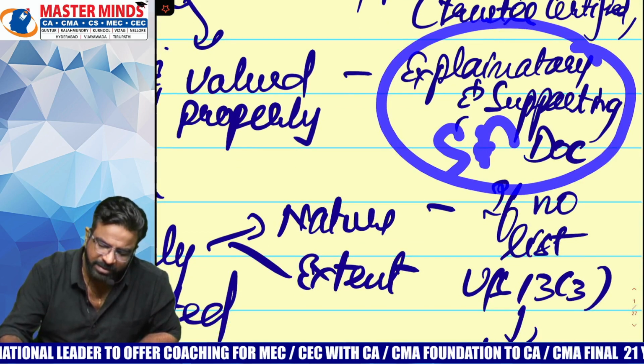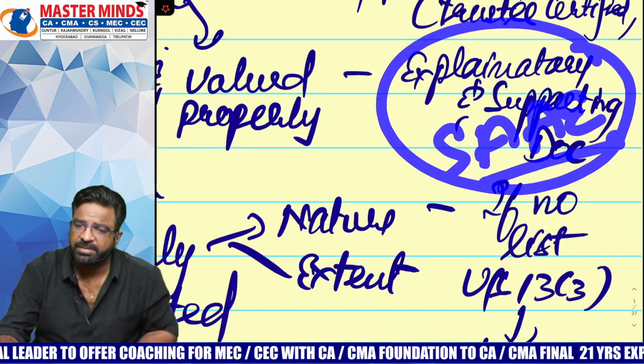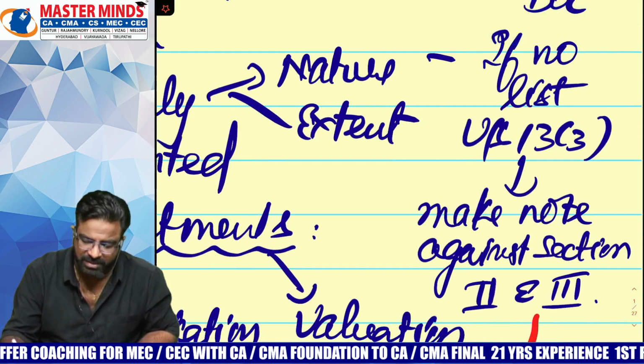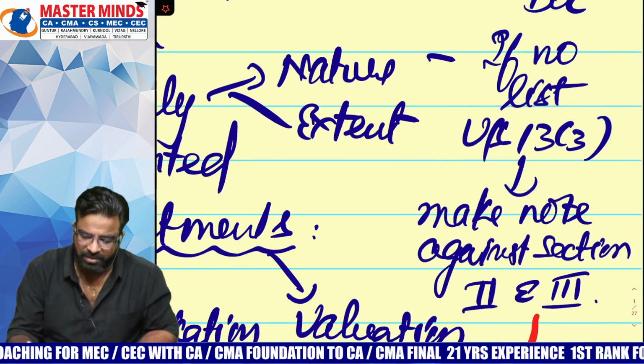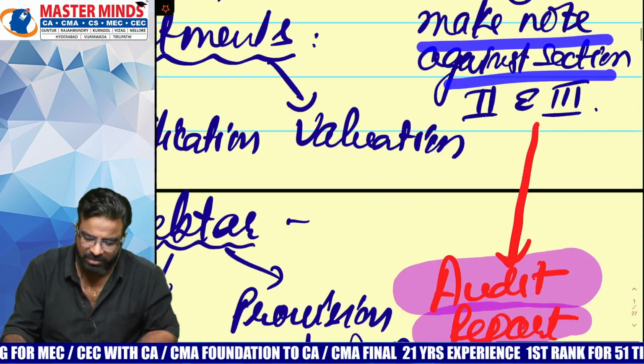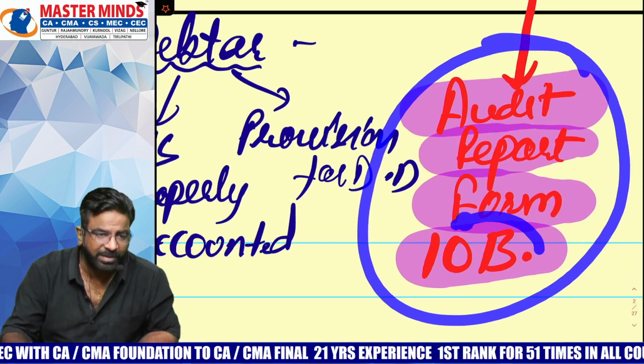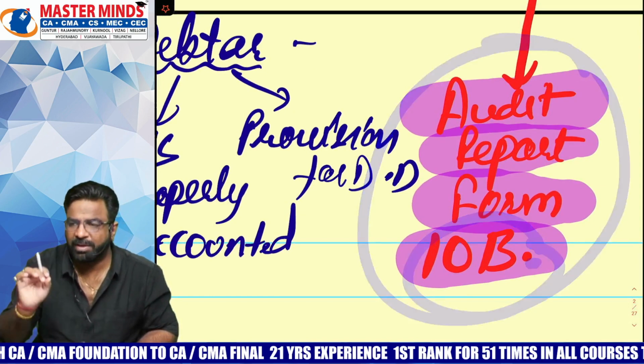What are we collecting? SAAE: sufficient and appropriate audit evidence. And if the trustee says that, sir, there is no list under section 13 subsection 3, then make a note against section number 2 and 3 and make sure that you give them the audit report in form number 10B. Remember this from the MCQ point of view.